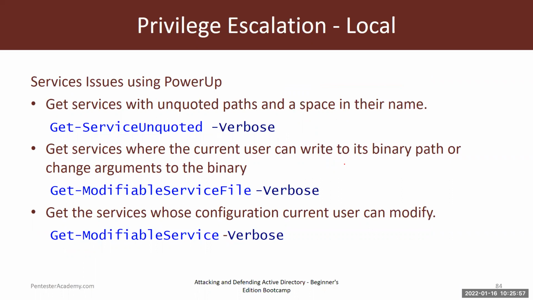So what we are going to discuss is service issues. There are three types of Windows service issues that you will find or that you can abuse for local privilege escalation. The first is the unquoted service path. What's that?